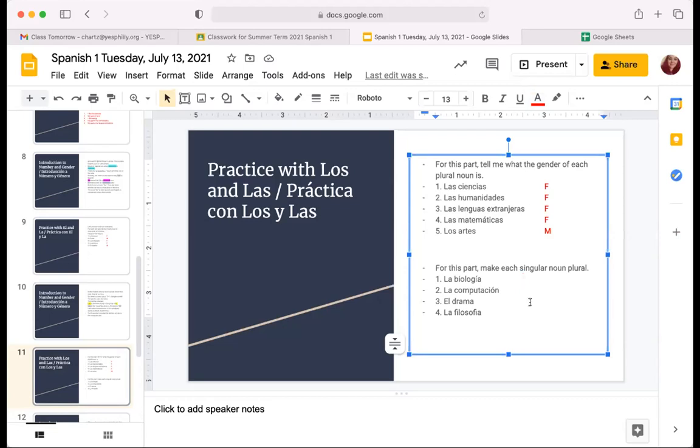I'm not sure. Well, remember the first one is la, right? So the plural of la is las, right? I know that you guys don't really know how to make things plural yet, but that's okay. I was just focusing on the articles. And then this is the same way, la computación. That's computer science, so we want to say the computer sciences, and it's la again, so it'll be las.